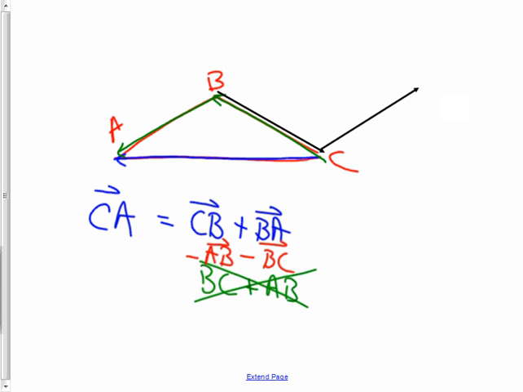AB plus BC is the theory. AB plus BC is a vector that's going the opposite way that I want. Do you get it? Vector AB plus BC gives me that vector, which is going the exact opposite way of what I wanted. So you're really close.